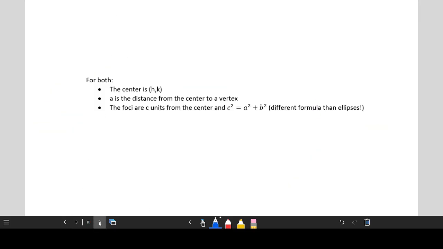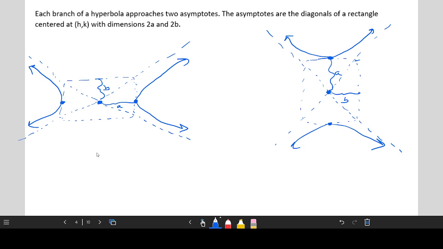And the other use for a and b is finding what the asymptotes are that the branches of the hyperbola are approaching. The asymptotes are going to be diagonals of a rectangle centered at h, k, which is also the center of the hyperbola. The dimensions of the rectangle are 2a and 2b, so a is still that distance from the center to a vertex, which makes it half the length or width of the rectangle. And then b is half of the other dimension of the rectangle.